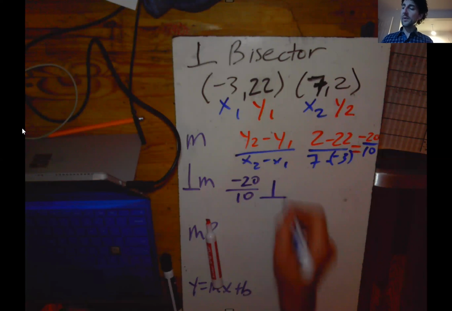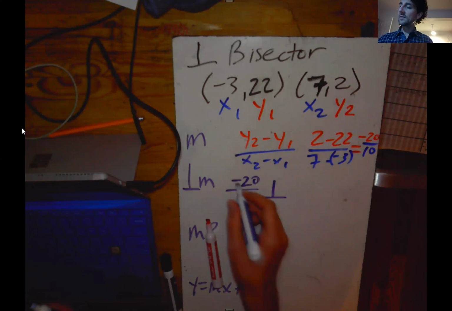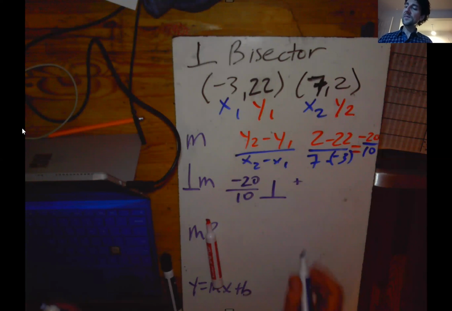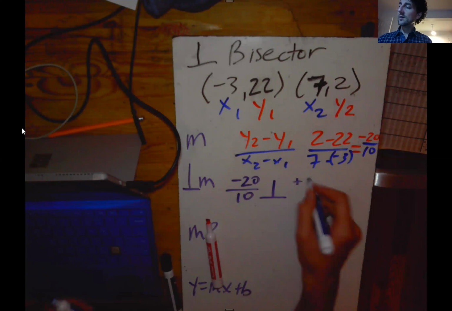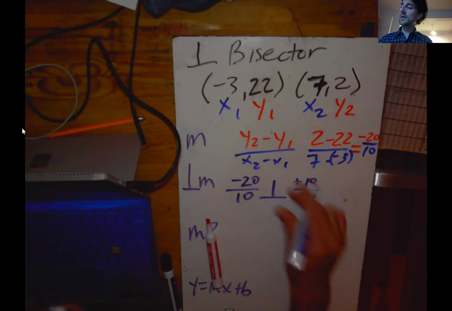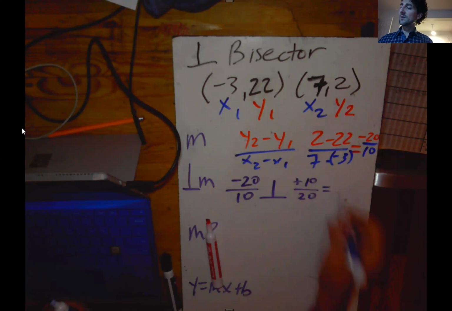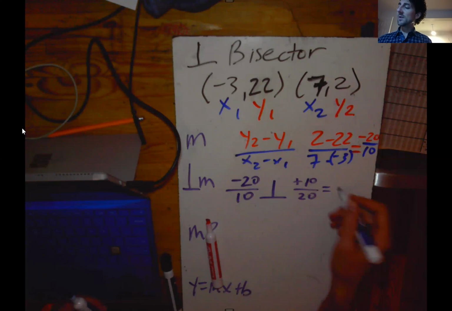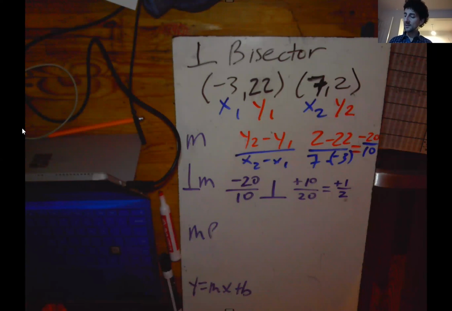Then I need to go perpendicular, so change the negative to positive and flip the 10 and the 20. So positive 10 over 20. This can be simplified to positive 1 over 2. That means that my slope right here is going to be positive 1 over 2.